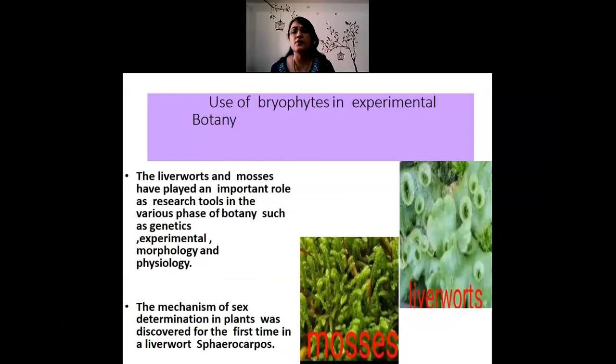Coming to the different uses of bryophytes in experimental fields as models of experimental work, it is seen that liverworts and mosses have played an important role as research tools in various fields of botany, like genetics, experimental morphology, and physiology. The mechanism of sex determination in plants was first discovered in the liverwort Sphaerocarpos. Since these plants grow abundantly and are easy to grow and easy to study for physiology, anatomy and morphology, they are used as experimental tools in botany.